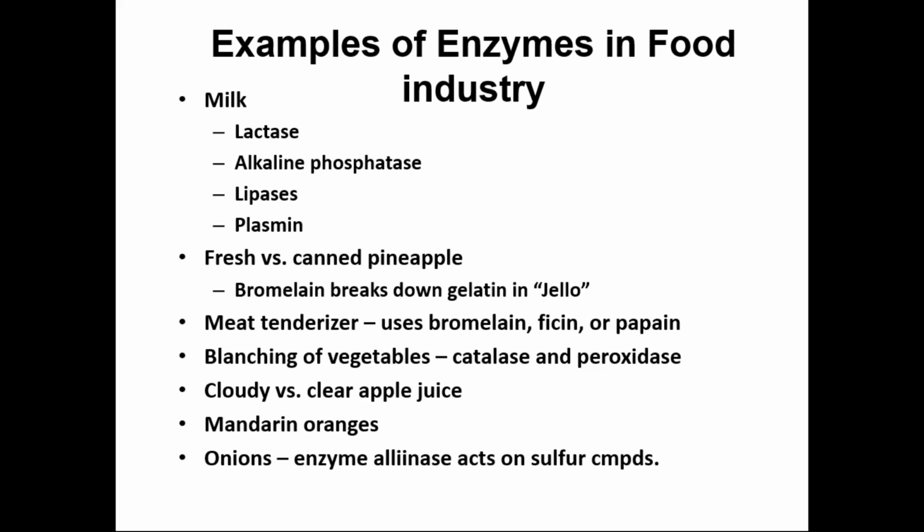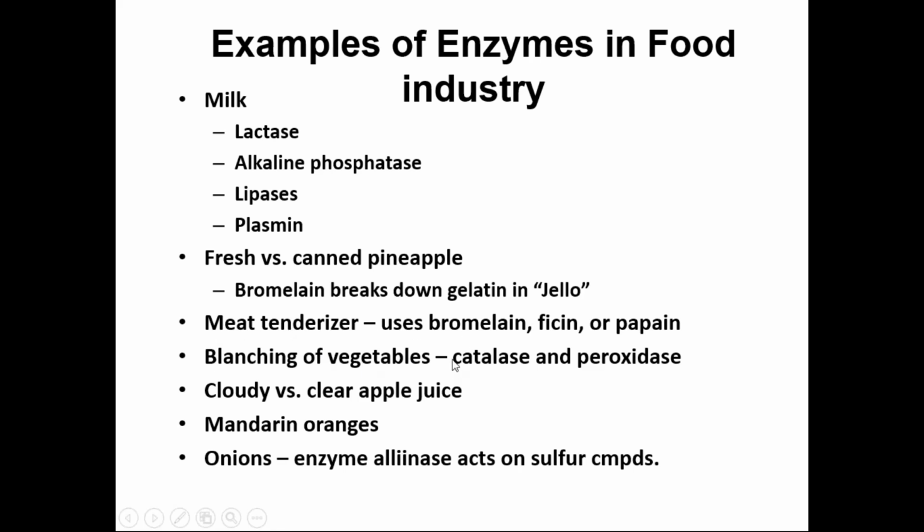Lipases in milk can break down the fats. It is used to produce flavors in certain cheeses. In fresh versus canned pineapple, there is an enzyme in pineapple called bromelain, which breaks down gelatin into jello. Meat sometimes is very tough, cannot be cooked if it is an older animal, but bromelain is a protease from pineapple, ficin is a protease from figs, and papain is a protease from papaya, which can be used to break down the peptide bonds in the meat and tenderize the meat.